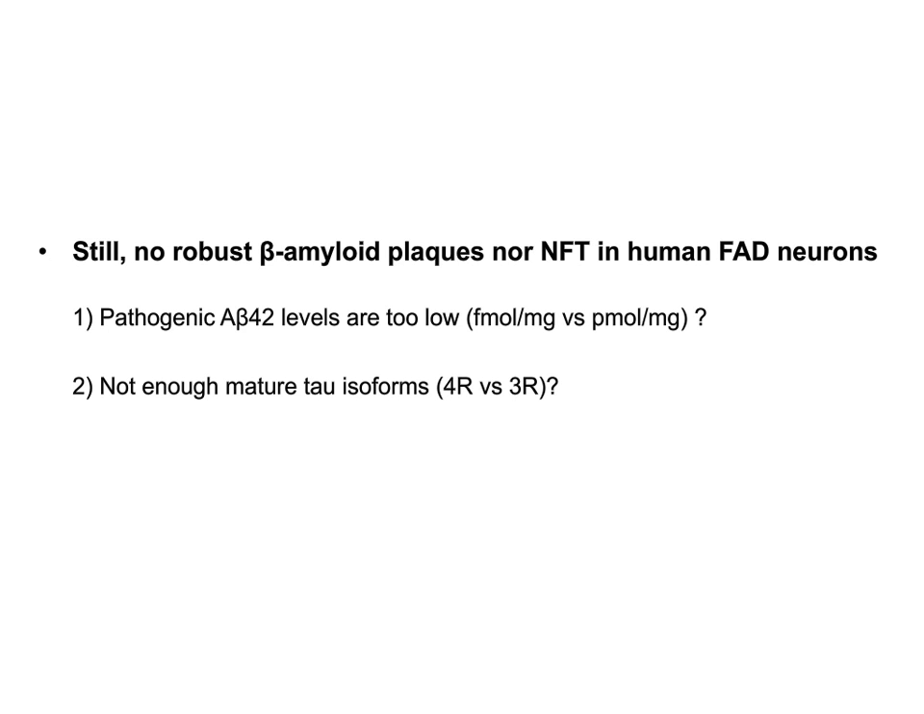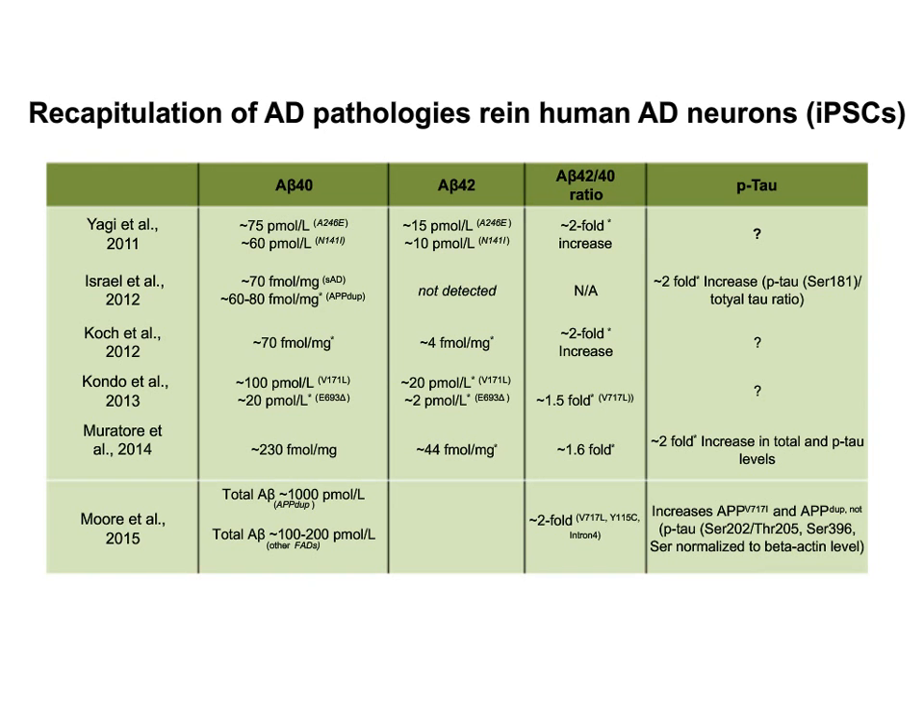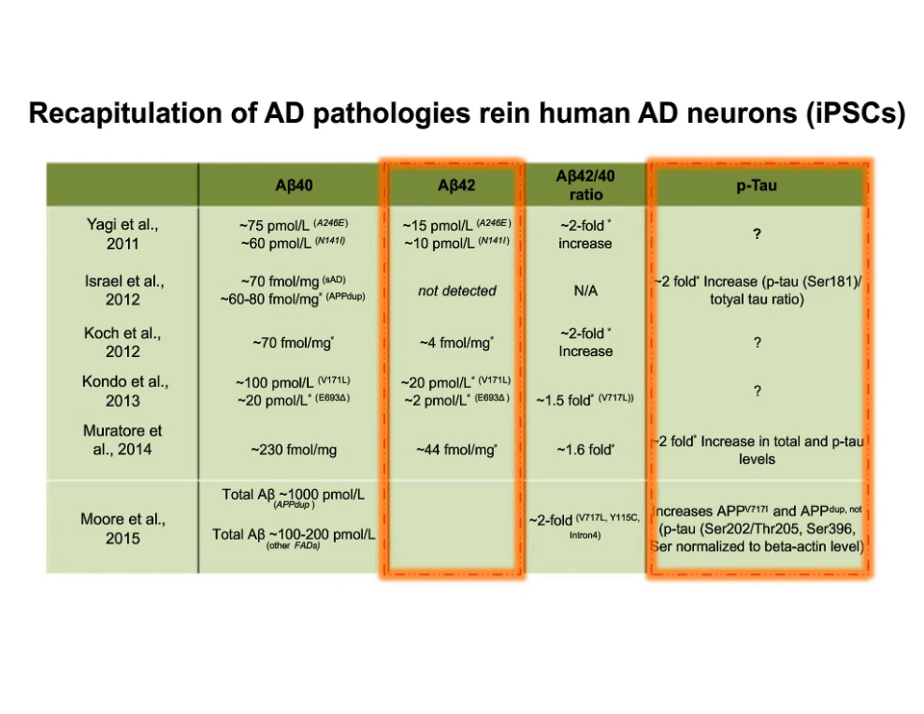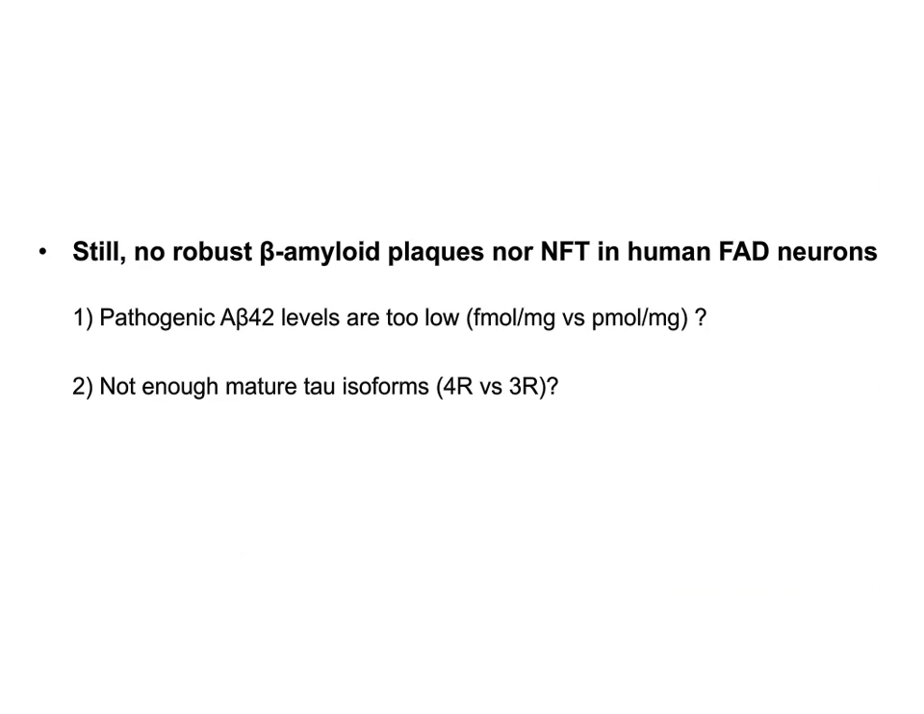One possible reason for not being able to see both robust pathologies is that the pathogenic A-beta levels are too low in this model. If you look back at the previous slides, you can see that the A-beta 42 levels are around 4 to 10 femtomolar per milligram, and in some models it's not even detected. In human Alzheimer's disease patients, the average level of A-beta 42 in the brain is 5 to 10 picomolar per milligram. So it's almost a 1,000-fold difference in terms of levels.